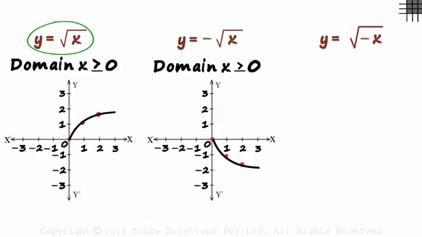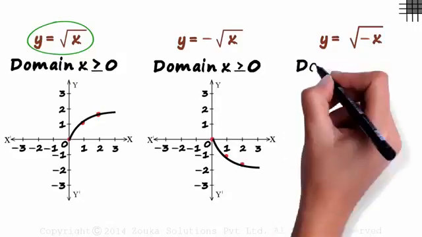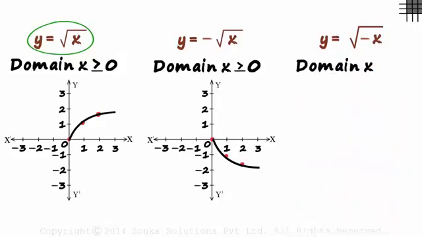The domain is interesting here. The value under an even root cannot be negative, so minus x cannot be negative. For minus x to be non-negative, x has to be non-positive. That's because the negative of a negative number will be positive. So the domain here will be all x less than or equal to 0.